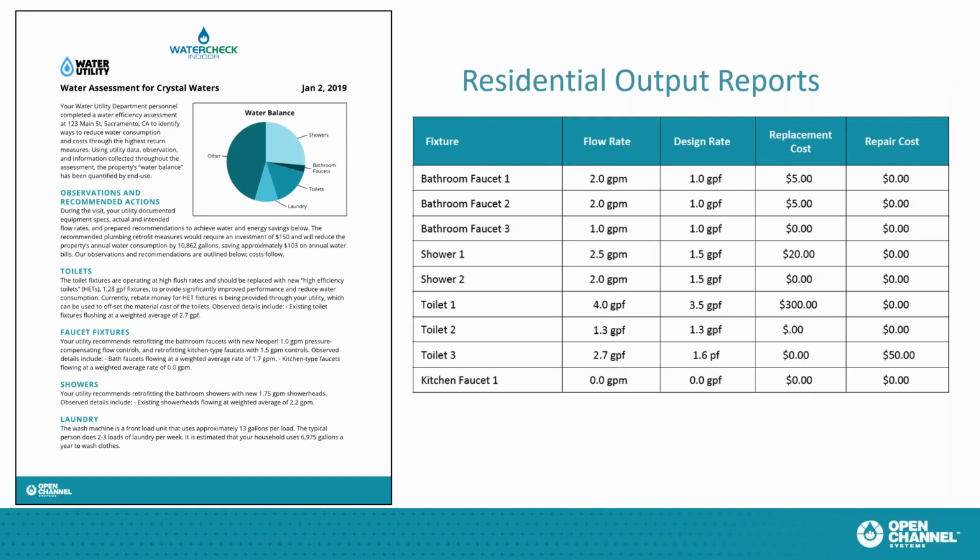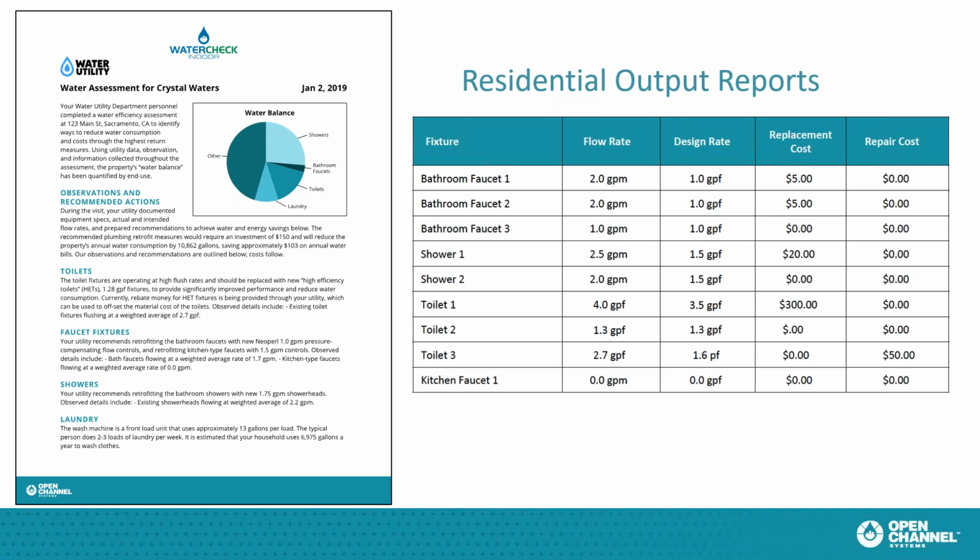By doing this, it will auto-generate the report for the resident within minutes. The second page of the residential report is on the right-hand side of the screen, and it identifies the flow rates of the various fixtures and the approximate cost to repair or replace them.